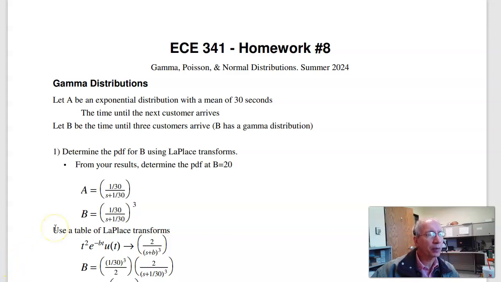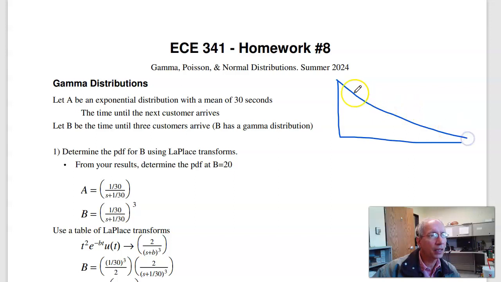Now the first problem is, let A be an exponential distribution with a mean of 30 seconds. So what that means is the PDF looks like this. It's decaying as e to the minus t over 30. The mean, right about here, is 30 seconds. Let B be the time until 3 customers arrive. Determine the PDF for B using Laplace transforms and find the result at 20 seconds.